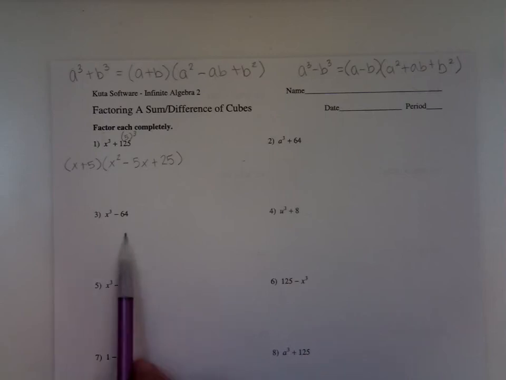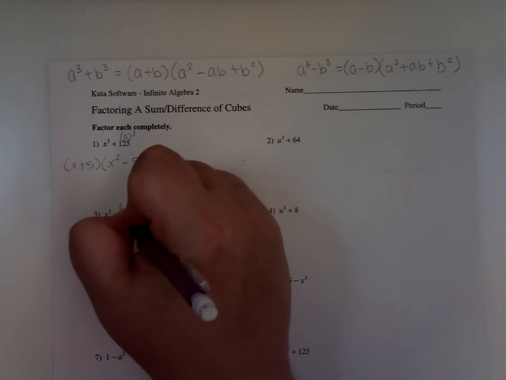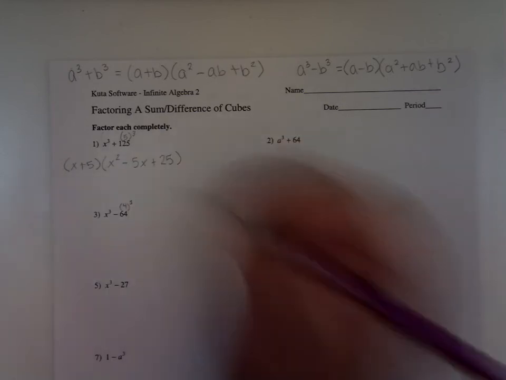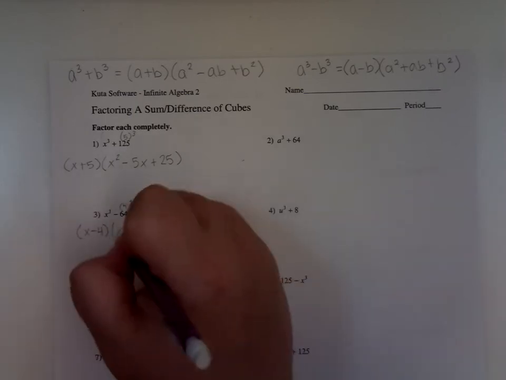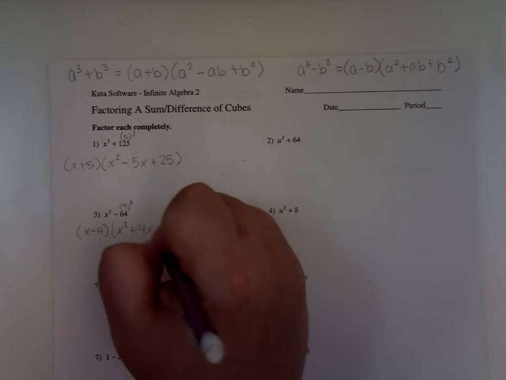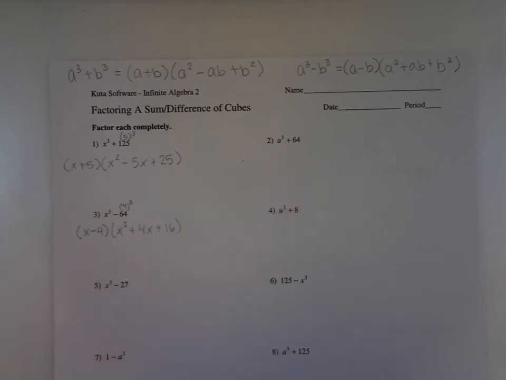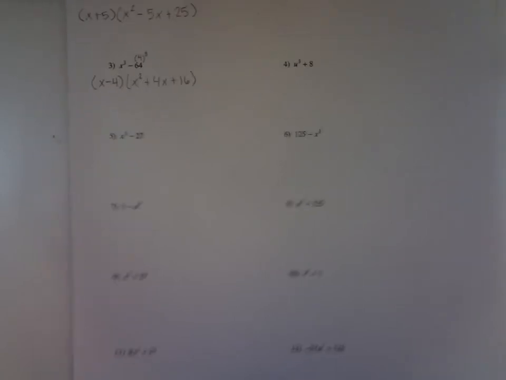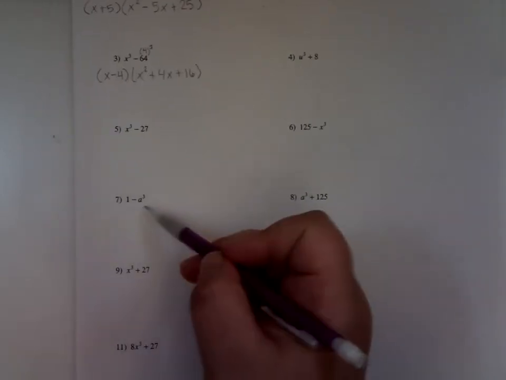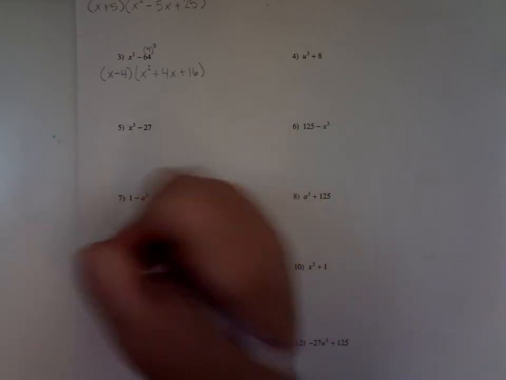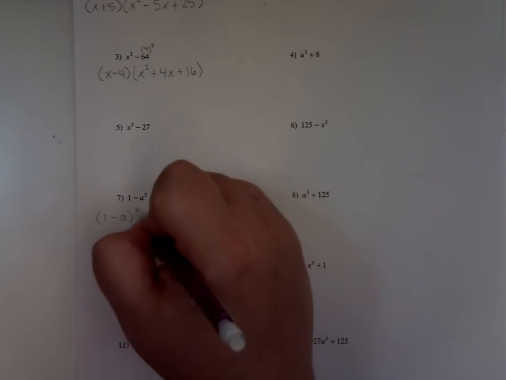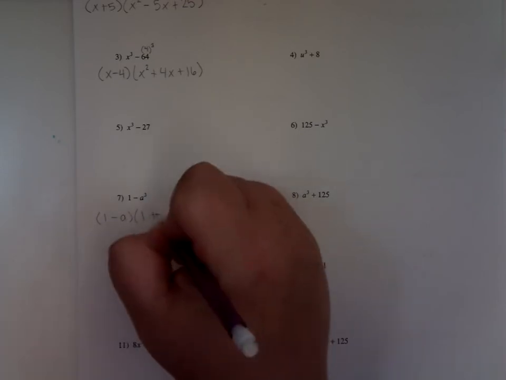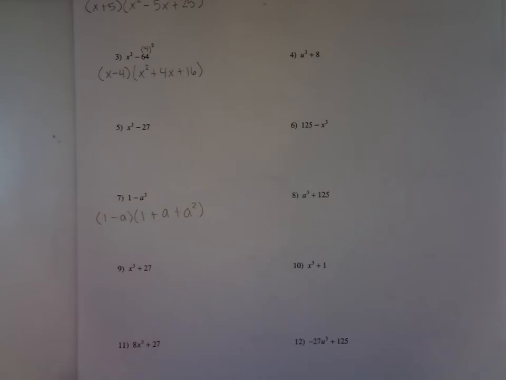If we try a difference, like in number 3, so we've got x to the third, and then 64 is 4 to the third, so we've got a difference of cubes. It's going to be x minus 4 times x squared plus 4x plus 16. Jumping down to number 7, it doesn't matter if your variables are reversed, so we'll just do it in the order that it's presented to us. So we've got 1 minus a times 1 plus a squared.